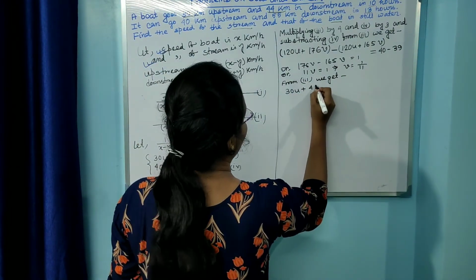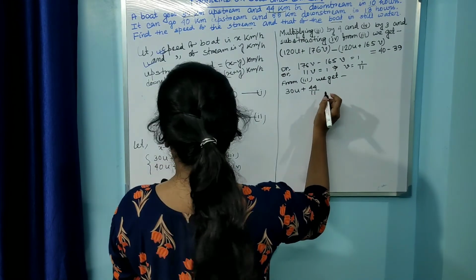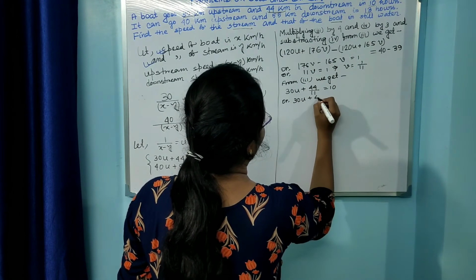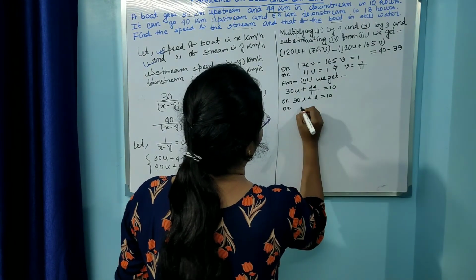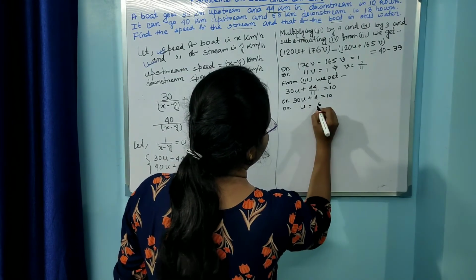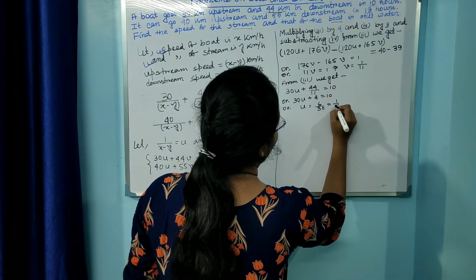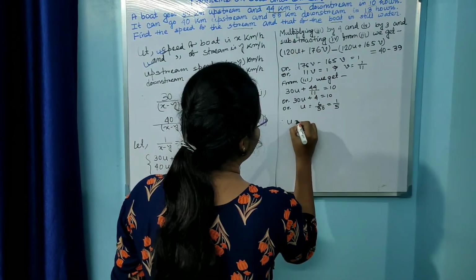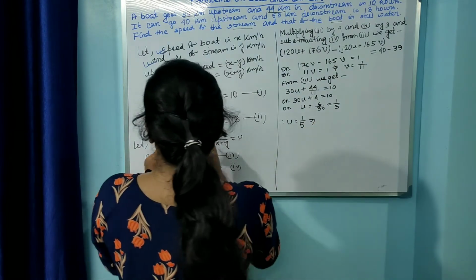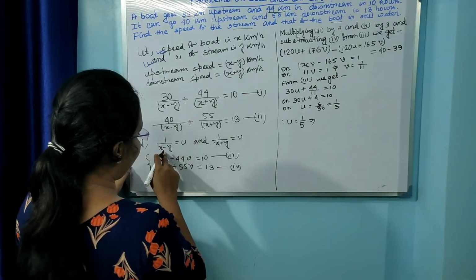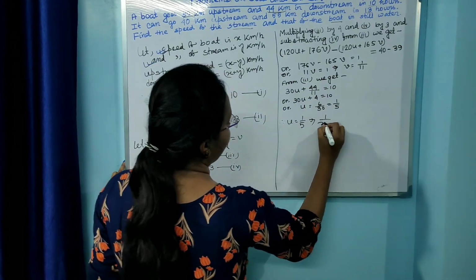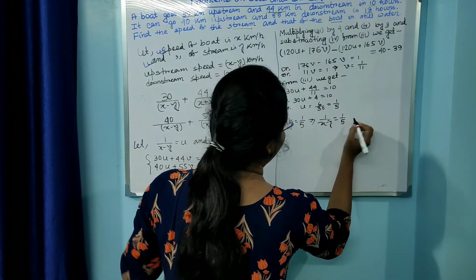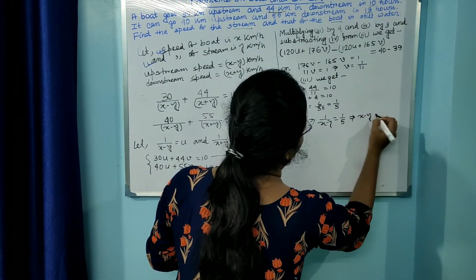30u plus 44v. v is 1 upon 11. So this will be 44 upon 11 equals to 10, which gives us 30u plus 4 equals to 10, or u equals to 10 minus 4 will be 6, and 6 upon 30, which is 1 upon 5. Now we know u equals to 1 upon 5. So that is 1 by x minus y equals to u. So 1 by x minus y equals to 1 by 5, which gives us x minus y equals to 5.